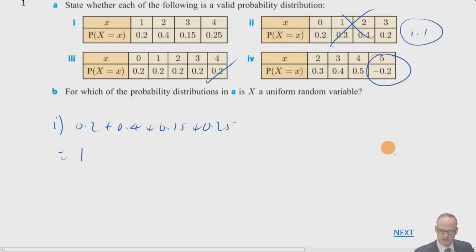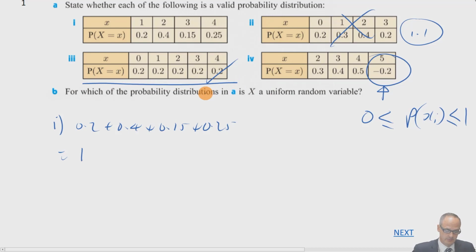And this one we can see straight away without even thinking it's not okay, because we have a probability that's not bigger than 1, okay? And it's not less than or equal. It's got to be between 0 and 1, okay? And this is a negative, so it can't be that. For which distributions is A a uniform random variable? Well, we just saw that it was part 3, because all the probabilities were exactly the same.